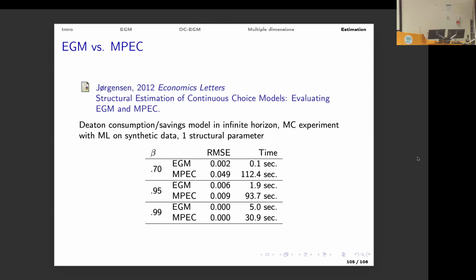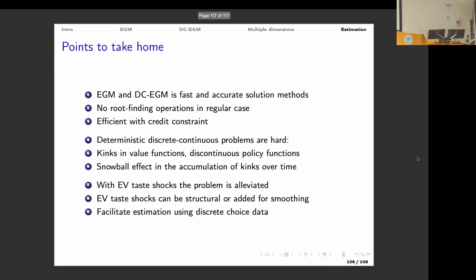EGM versus MPEC, no surprises. If you actually do an estimation, and this was done at the time when MPEC was very popular, by Thomas Jorgensen, you can see that the EGM is much faster and also delivers comparable or more accurate estimates. This is a Monte Carlo study of actual structural estimation based on EGM.